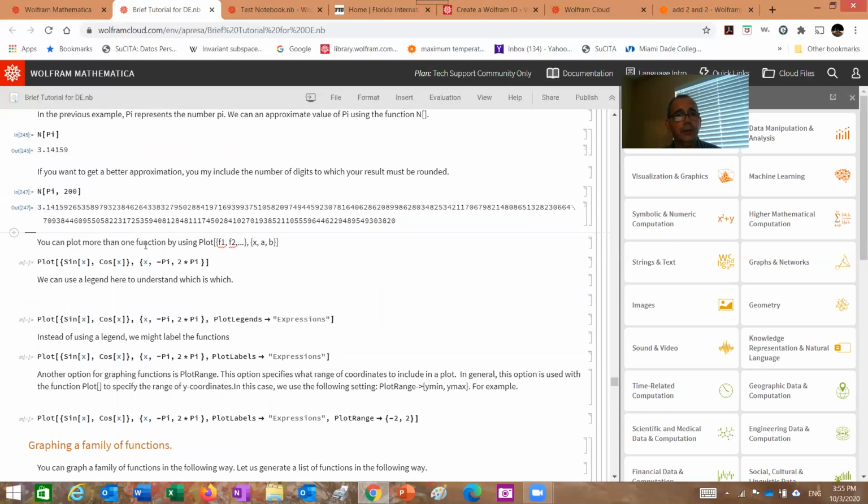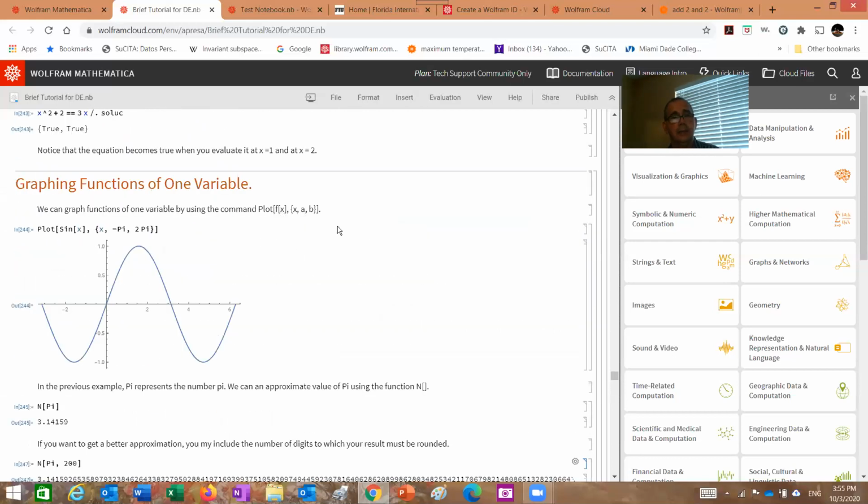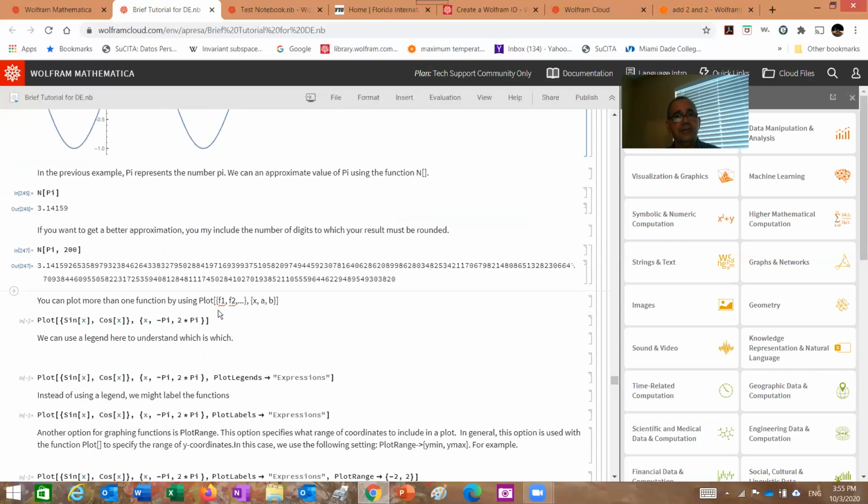you can plot more than one function using this command. Notice that in this case, we are going to write down the function. When we have only one function, we write down the function and that's it. When we have many functions, we can enter them as a list of functions. So it means this is a list of functions. For example, you want to graph the sine and cosine together. You enter Plot, bracket, and then we have the bracket closes here.